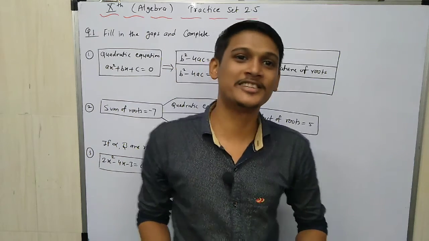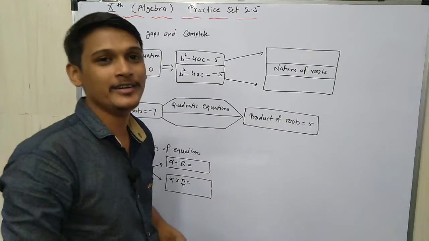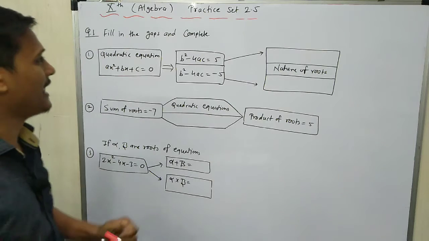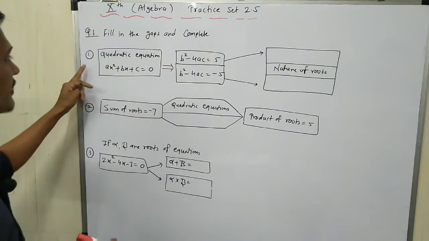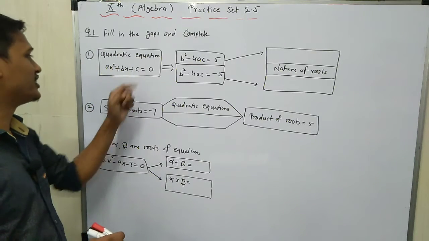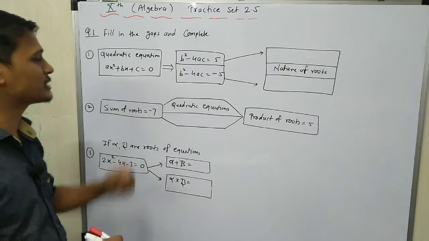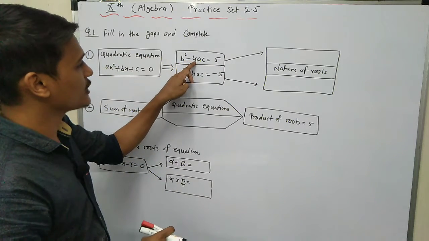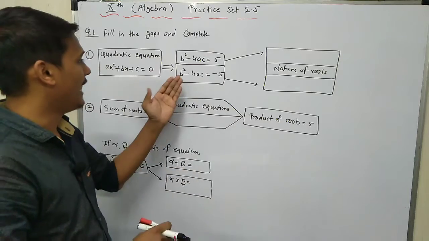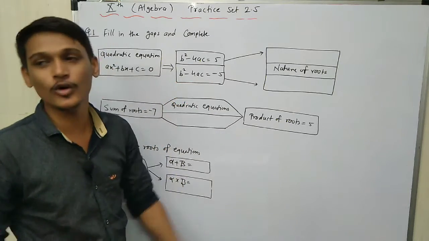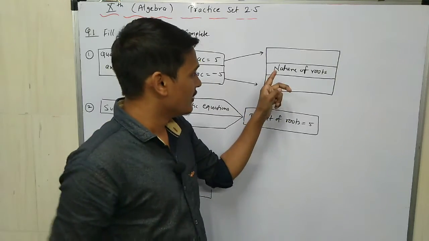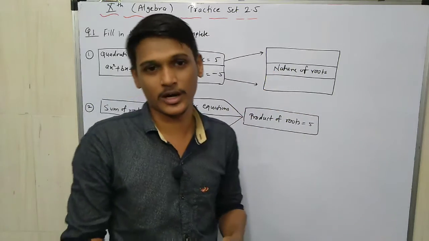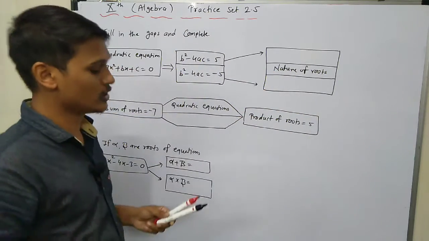Friends, today we start practice set 2.5. The first question is fill in the gaps and complete. Question number 1. Quadratic equation ax square plus bx plus c is equal to 0. Therein b square minus 4ac is equal to 5 and b square minus 4ac is equal to minus 5. The question is the nature of the roots.